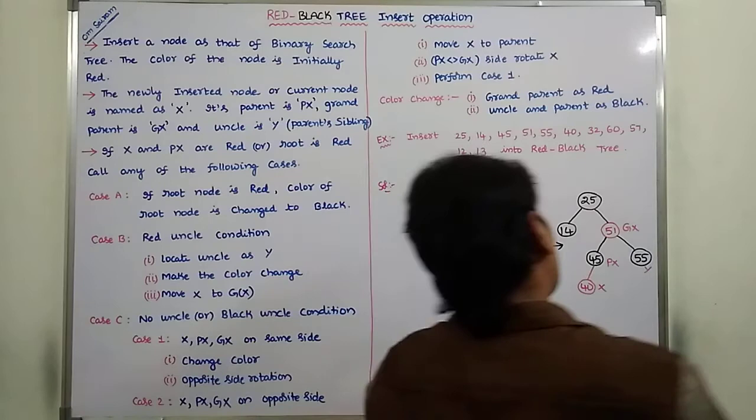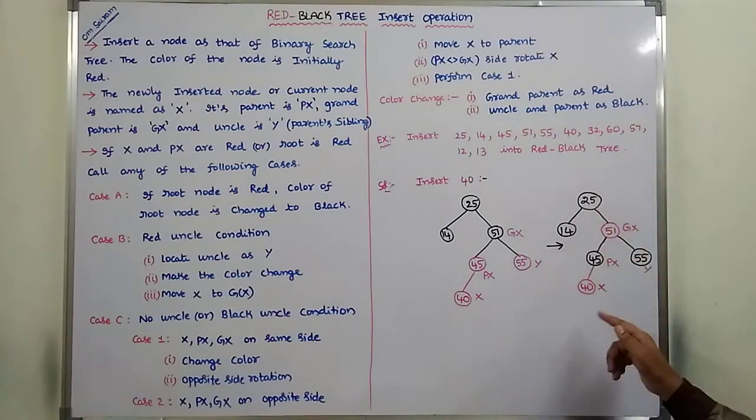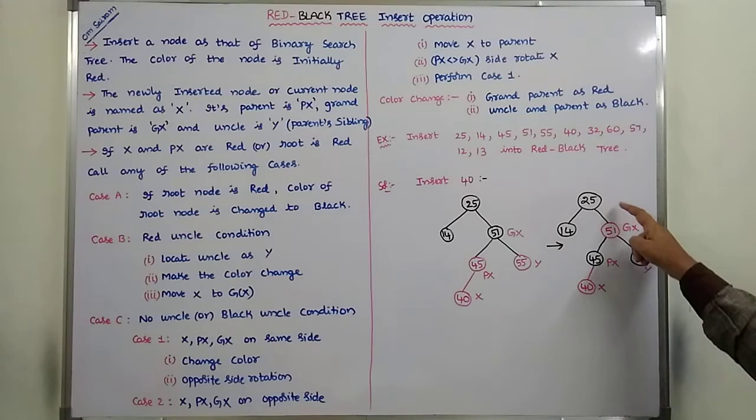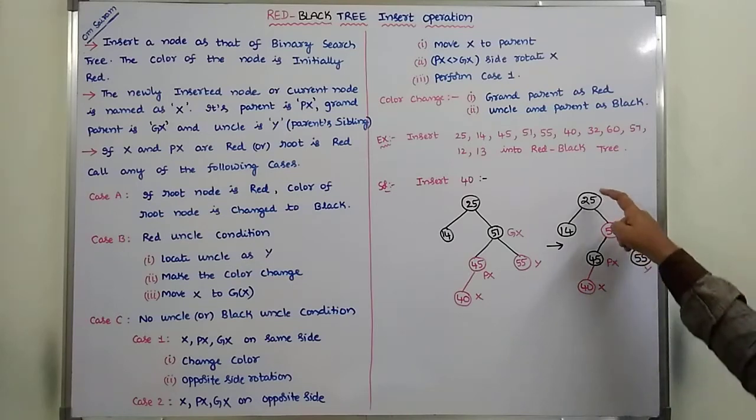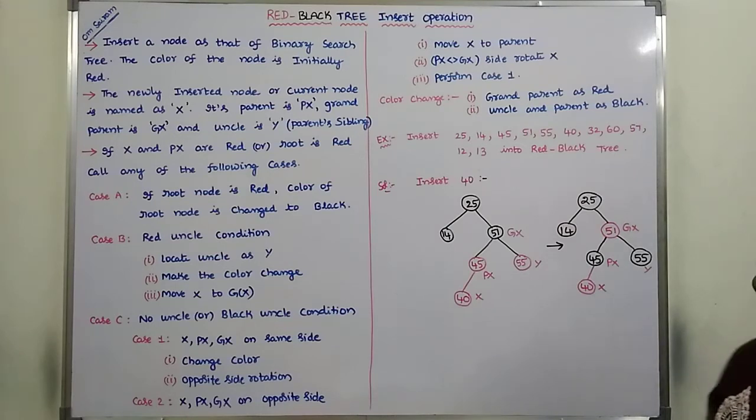So the root node is a black node. Yes. Are there any two consecutive red nodes? There are no two consecutive red nodes in that path. So this is a red black tree.